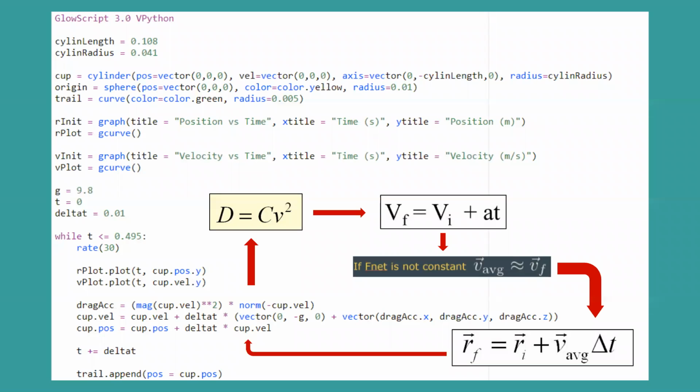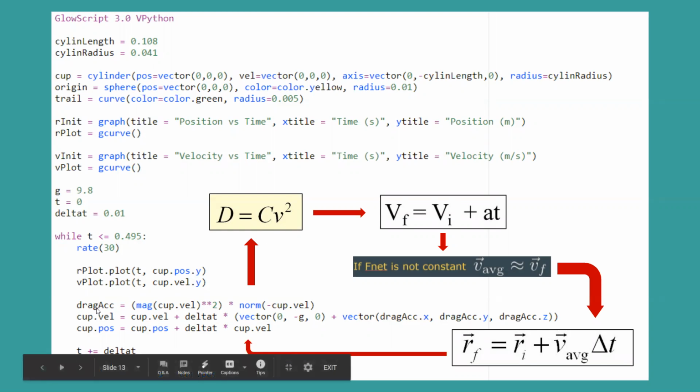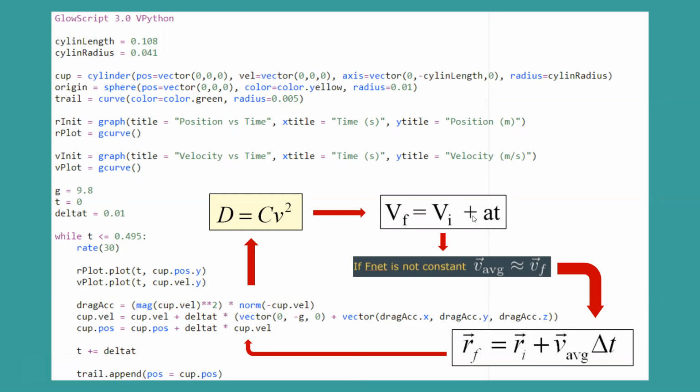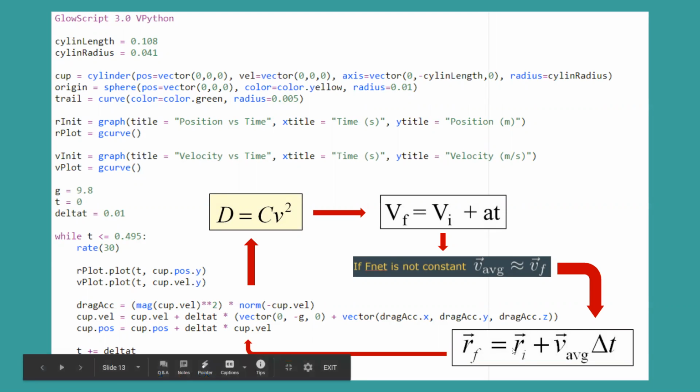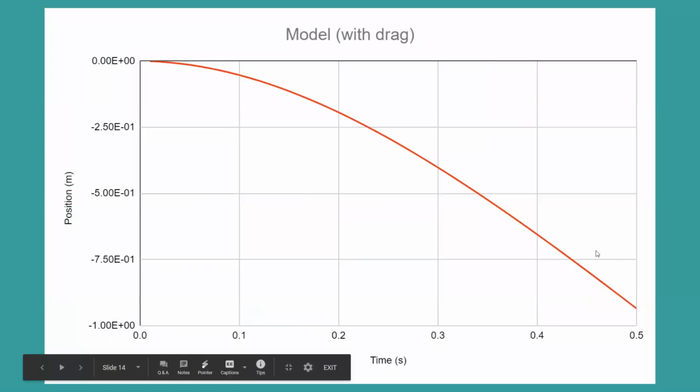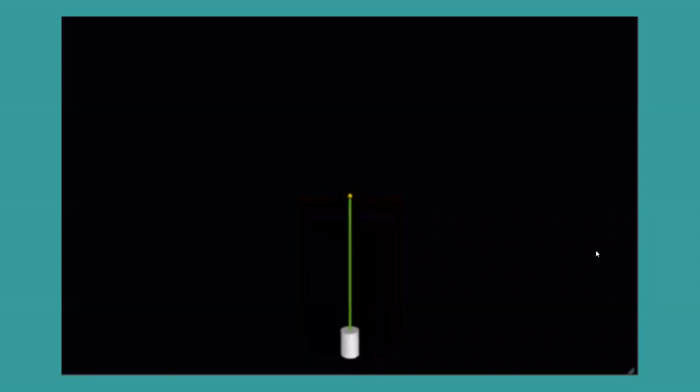This is the code for the second model where we consider the drag force as well. So in this model, we assume the coefficient to be given such that the acceleration due to the drag force is equal to the velocity squared. And then we add that acceleration to the acceleration due to gravity to obtain the acceleration that we used in the velocity update formula. And then since the force is now constant, we approximate the average velocity to be equal to the final velocity. And then we use that in the position update formula. This is the graph for the model. And this is the animation.